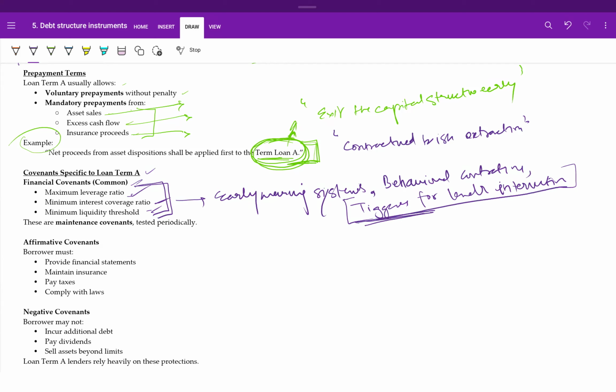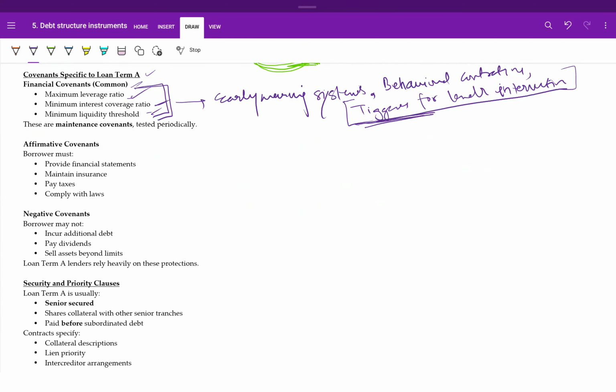When we talk about covenants, affirmative covenants are the do's, and negative covenants are the don'ts. Let's talk about the do's first. These require borrowers to provide financial statements, maintain insurance, pay taxes, and comply with laws. Negative covenants are those which prohibit the borrower. So these are the do's and don'ts.